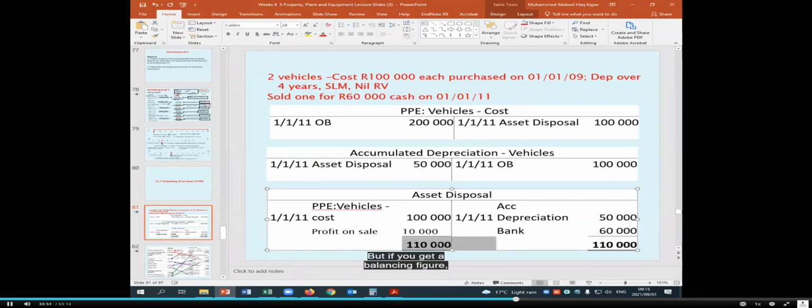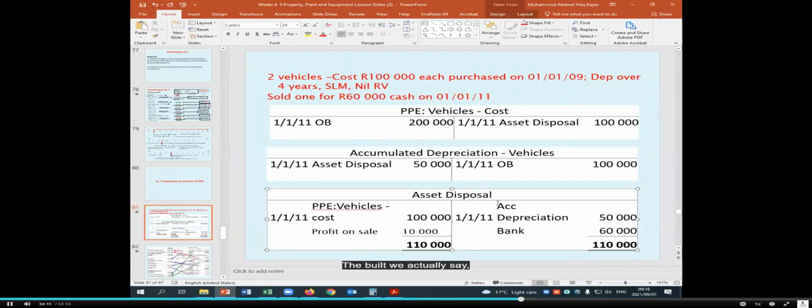If the balancing figure is on your debit side of the asset disposal account, it's a profit. If your balancing figure is on the credit side, it's a loss. But that's the way to remember it off by heart, which is not a nice way.